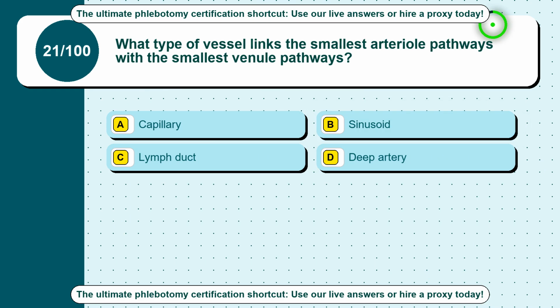Question 21. What type of vessel links the smallest arterial pathways with the smallest venule pathways? Option A, capillary. Option B, sinusoid. Option C, lymph duct. Option D, deep artery.